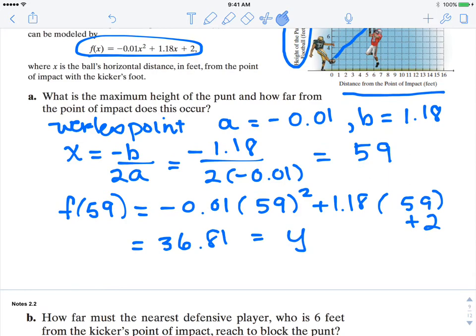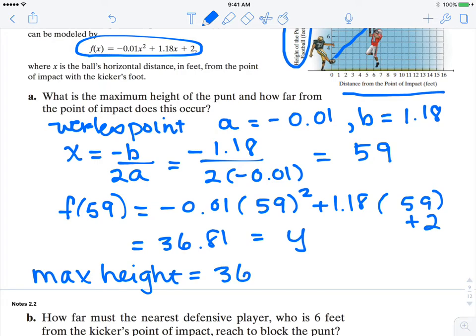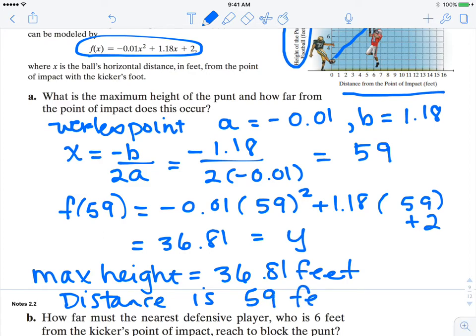So to finish up this problem, what is the maximum height? The maximum height that this ball will go is 36.81 feet. And how far from that point? That distance will be 59 feet. So this is your vertex point, your maximum.